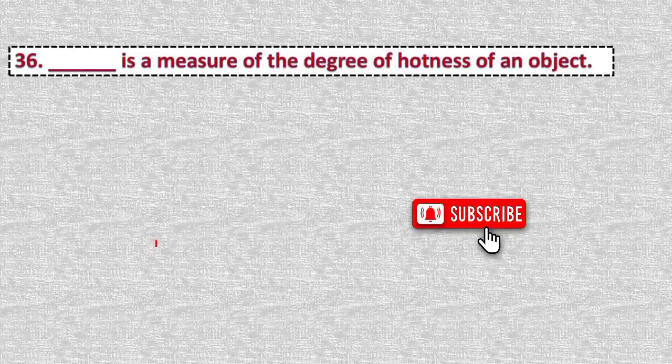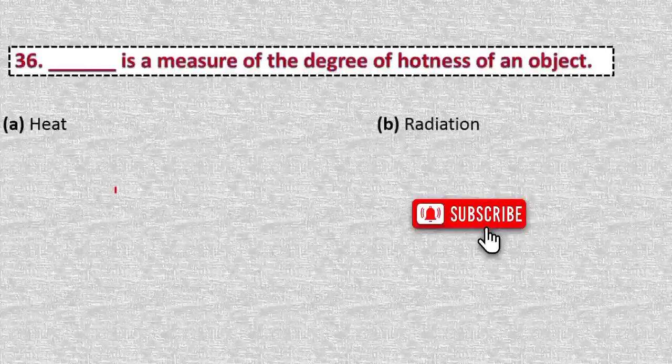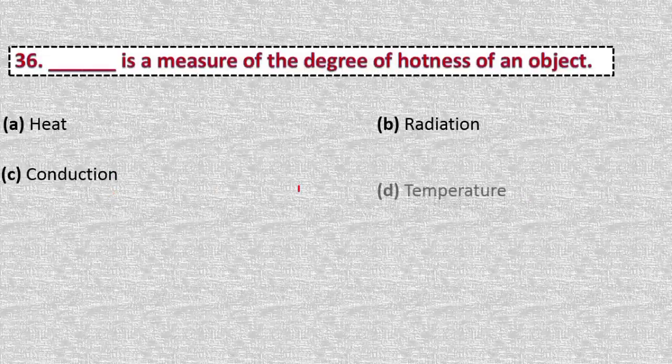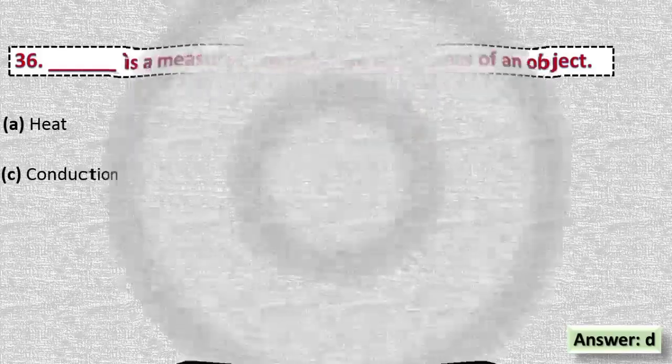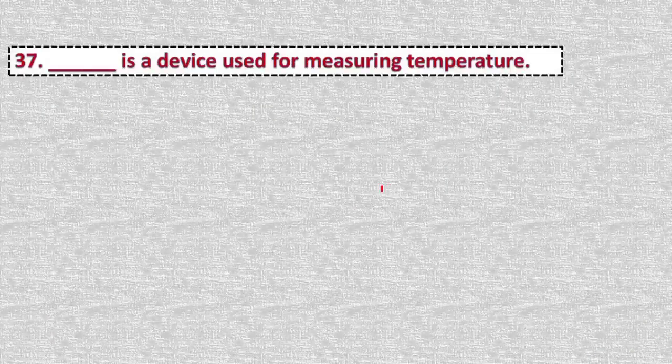Dash is a measure of the degree of hotness of an object. Heat, radiation, conduction, temperature. The correct answer is option D. Temperature is a measure of the degree of hotness of an object.